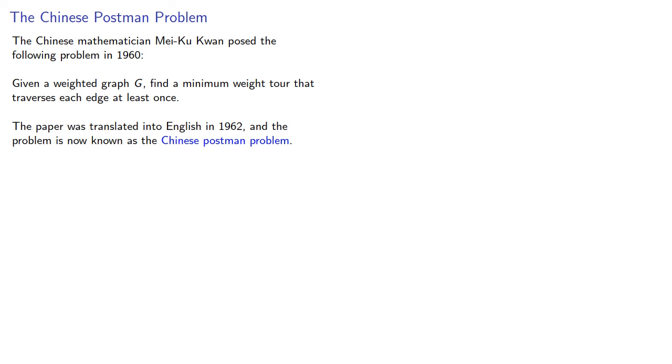The Chinese mathematician Meigu Guan posed the following problem in 1960. Given a weighted graph G, find a minimum weight tour that traverses each edge at least once. The paper was translated into English in 1962, and the problem is now known as the Chinese Postman problem.